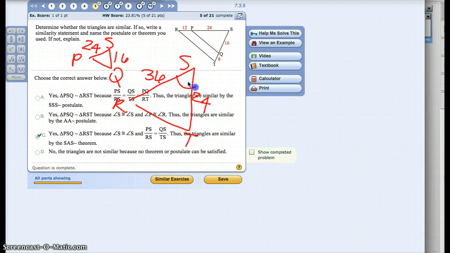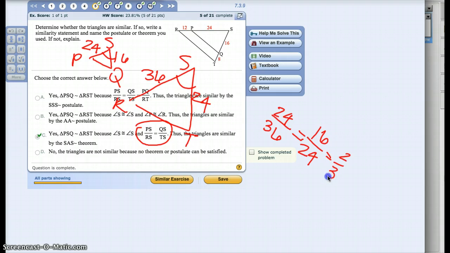So angle S is congruent to angle S by the reflexive property. They lay on top of each other. And then I'm just going to double check this proportion, even though I know I'm right. It says that PS, the length of PS is 24, over RS, the length of RS is 36, equals QS, and I'm just reading the letters that I circled there, 16 over 24. So if I do that in my calculator, 24 divided by 36, 16 divided by 24, they each equal 2/3, so that means that they are indeed proportional.